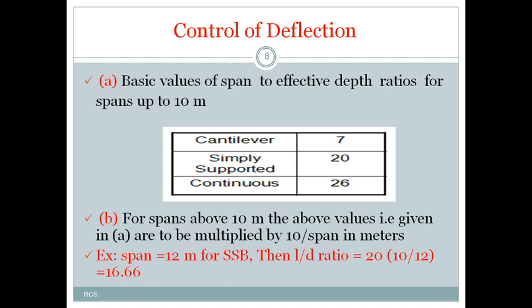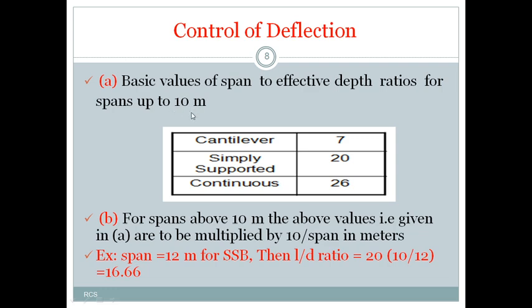According to the first criterion, the basic value of span to effective depth ratio is for spans up to 10 meters. For a span up to 10 meters, for a cantilever beam the span to effective depth ratio is equal to 7. For a simply supported beam, the L by d ratio, where L is the effective span and small d is the effective depth, is 20, and for a continuous beam it is 26. These values are valid up to a beam length of 10 meters.